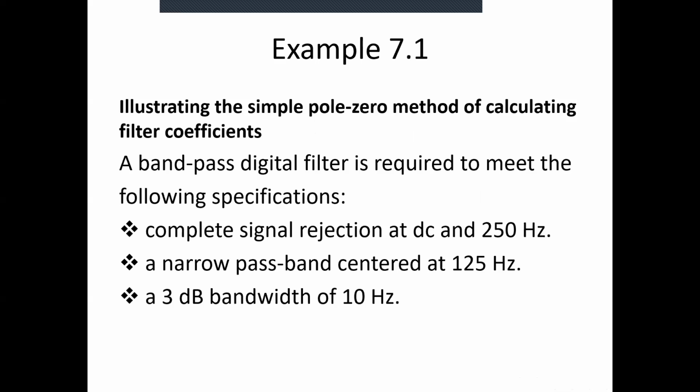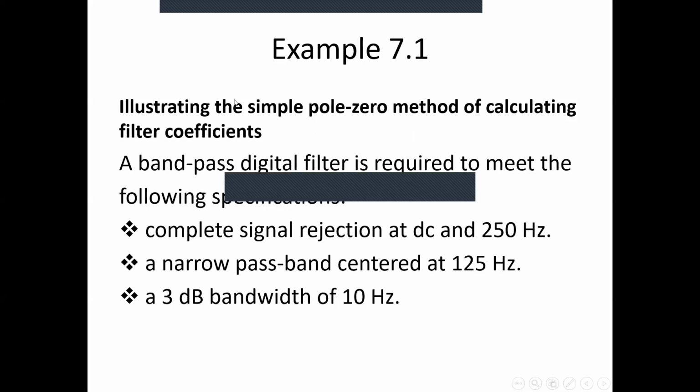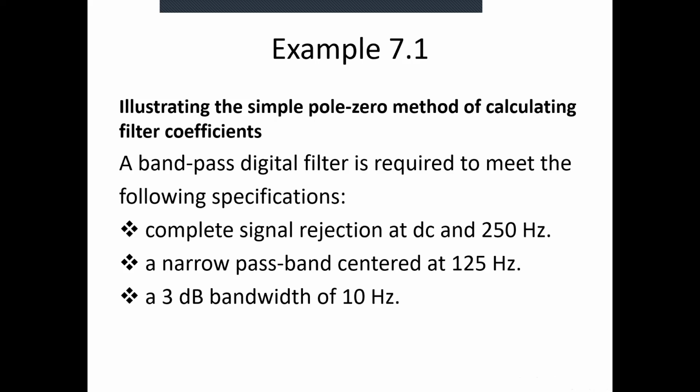Now, this lecture will be finished by this example. I'm going to talk about the solution of this example, and in this example you will learn how to design a filter using the pole-zero placement method. So let us read the example at the beginning. A band pass digital filter is required. So in this example we have a band pass filter.